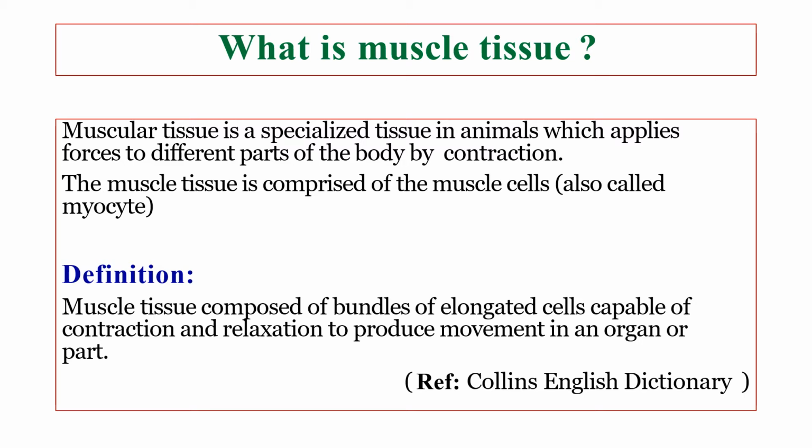What is muscle tissue? Muscular tissue is a specialized tissue in animals which applies forces to different parts of the body by contraction. The muscle tissue is comprised of muscle cells, also called myocytes. Definition: muscle tissue composed of bundles of elongated cells capable of contraction and relaxation to produce movement in an organ or part. Reference: Collins English Dictionary.